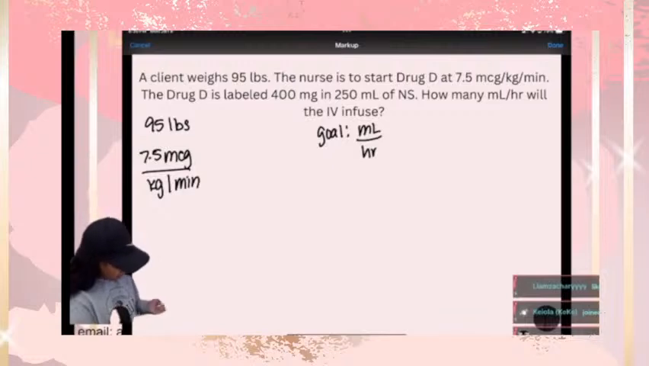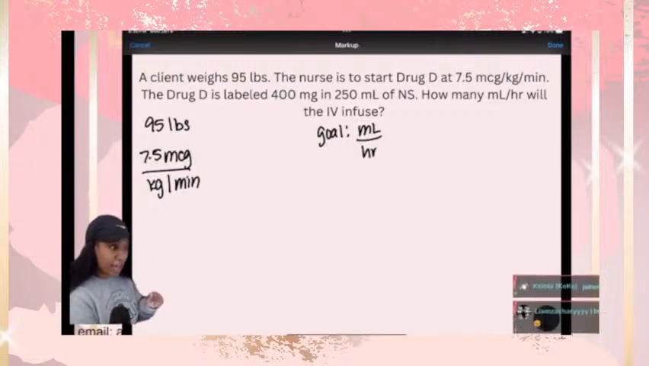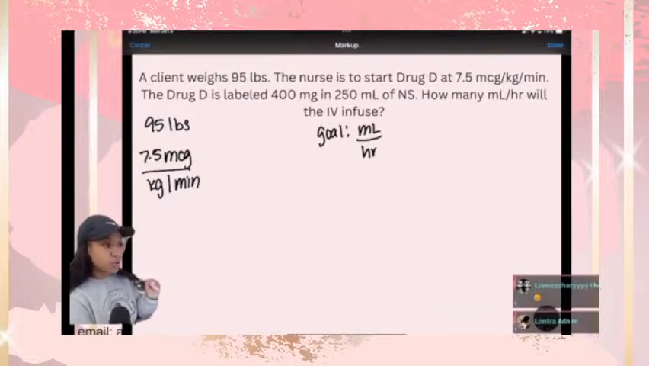I want to tell y'all, while y'all are doing these problems, make sure that you write your units out. Oh, you just said you had dyslexia. This is what's going to help you. Write your units out. Don't just write numbers because you'll get lost in the numbers. You're like, what is this for? You don't know. Write your units out, okay?